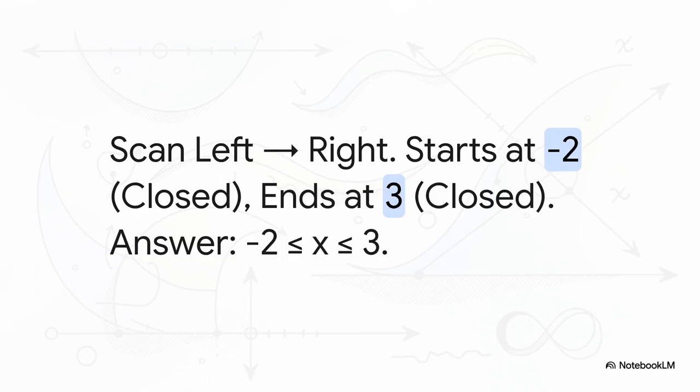Okay, time for the trash compactor. For the domain, our walls are squeezing in from the left and right. Where does the shadow on the x-axis start? Well, it starts at an x value of -2. And where does it end? At an x value of 3. Now, since both of those endpoints were solid, closed circles, we use the less than or equal to sign. So our domain is all the x values from -2 to 3, including them both.